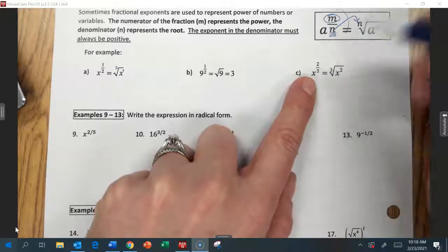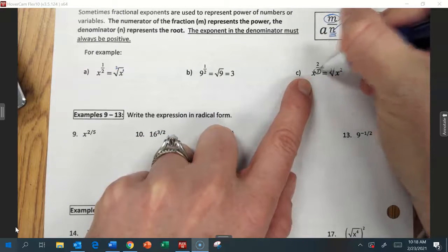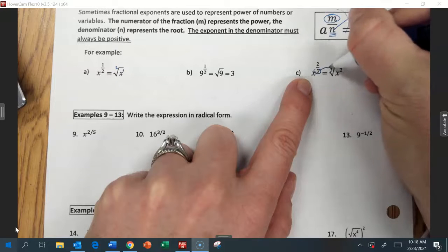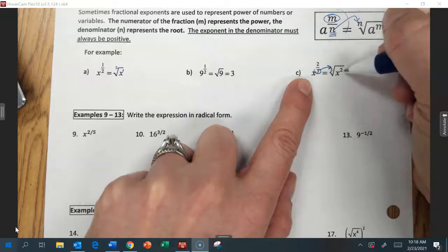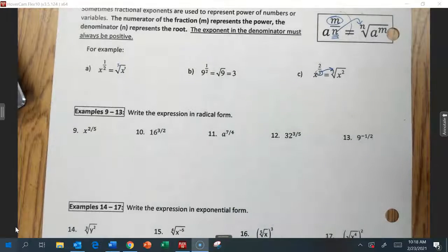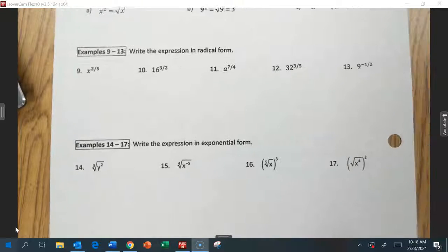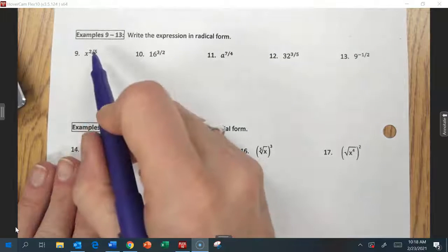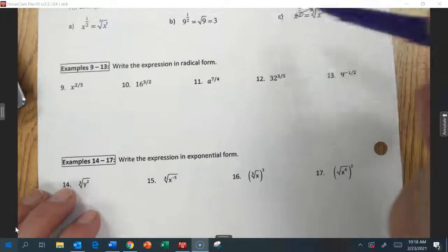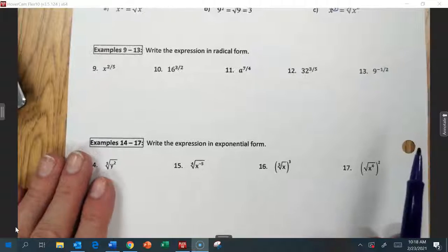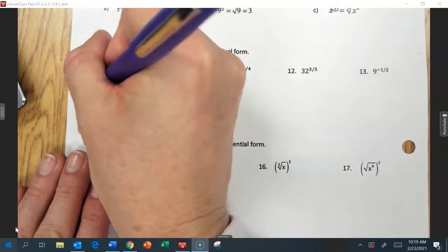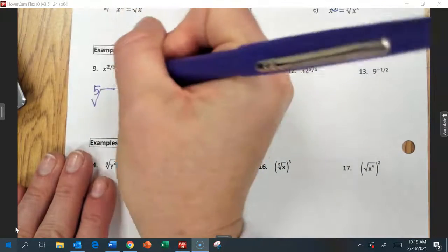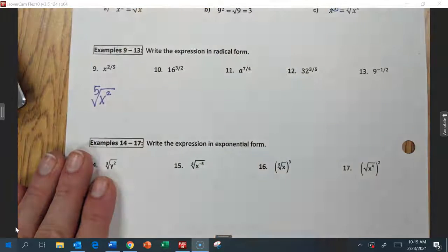And then x to the 2/3. Notice the denominator, or the bottom of your fractional exponent, is your root. And then we have the cube root of x squared. So all they're wanting us to do in these examples is to write them in radical form. So that means we do not want a fraction as our exponent. So if we follow what we did up above, when we follow this formula, we have x to the 2/5. So that would be the same as the fifth root of x squared.